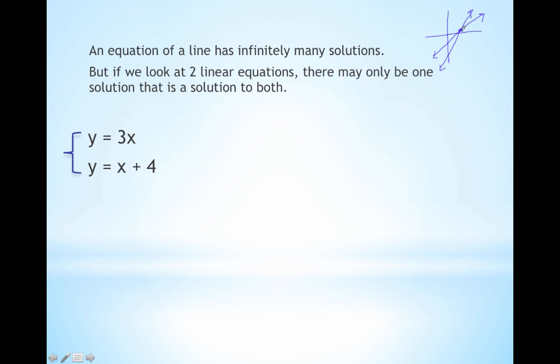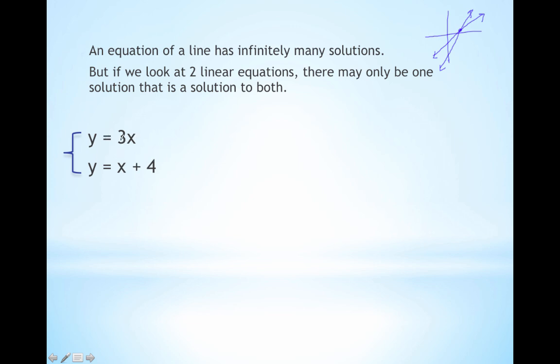We'll see more of that as we do graphing, but suffice it to say that we need to be able to find that one point. So if I have two linear equations, which I could graph on a graph like this, what we're trying to do is find that one solution where it solves both equations. So let's work on substitution.